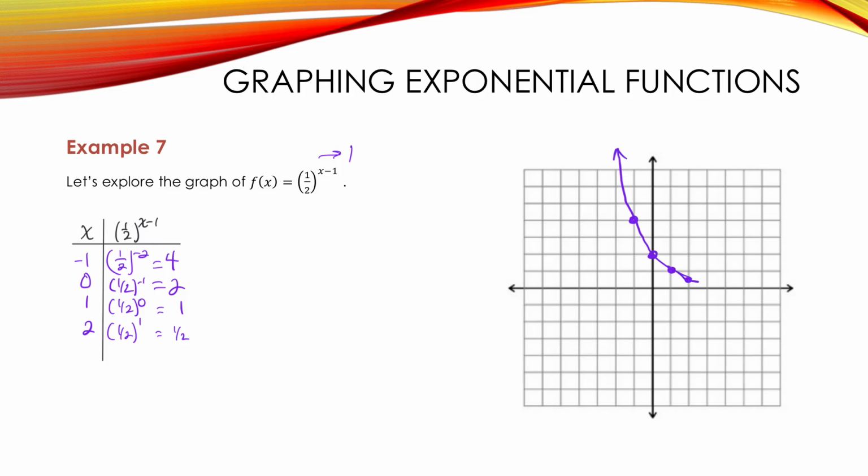So it's still decreasing, still getting closer and closer to our horizontal asymptote at the x-axis, or y equals 0. So let's get that on there too. It is still decreasing, and our domain is still all real numbers, or -infinity to infinity. Our range is still 0 to infinity. We still have a horizontal asymptote at y equals 0. And now this time we went through 0, 2 for our y-intercept.